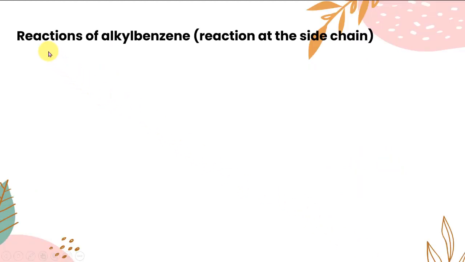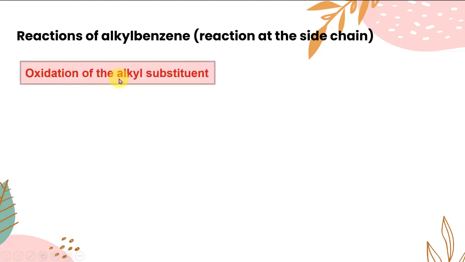Alright, so let's look at the reactions of the alkyl benzenes, for the reactions that happen at the side chain or the substituents. So first of all, oxidation of the alkyl substituents. For the reagents and conditions, we can use potassium permanganate, H+ in the presence of acid under hot conditions. I can also use potassium dichromate to replace this potassium permanganate. Recall that the color of potassium permanganate is purple. Potassium dichromate is orange in color.